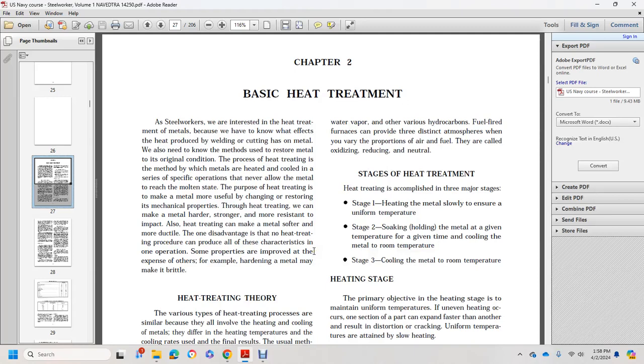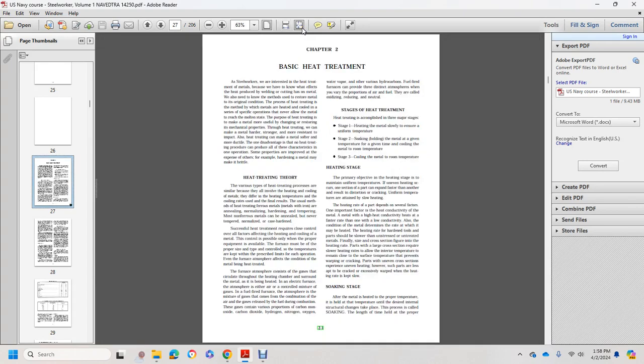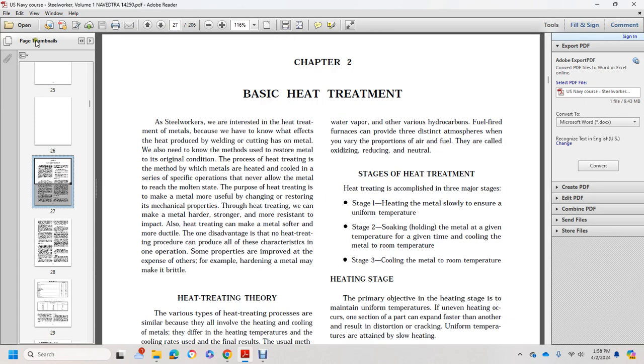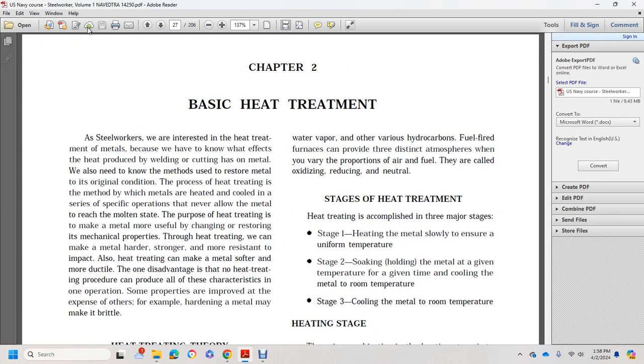Alright, Chapter 2, Basic Heat Treatment. As steel workers, we are interested in heat treatment of metals because we know the effects of the heat produced by welding and cutting on a metal. We also need to know the methods of restoring the metal's original condition.